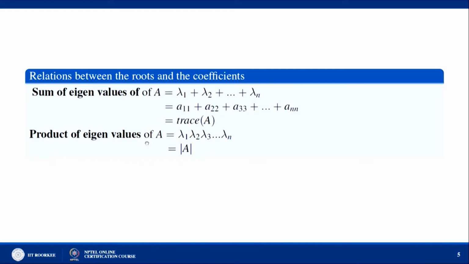So, we have noted here two important properties of eigenvalues. The one property is that the sum of the eigenvalues is equal to the trace of the matrix, that is the sum of the diagonal elements, and the second property is that the product of the eigenvalues is equal to the determinant of the matrix A. Okay. So, the sum of the eigenvalues is simply the trace of the matrix, and the product of the eigenvalues is simply the determinant of A.